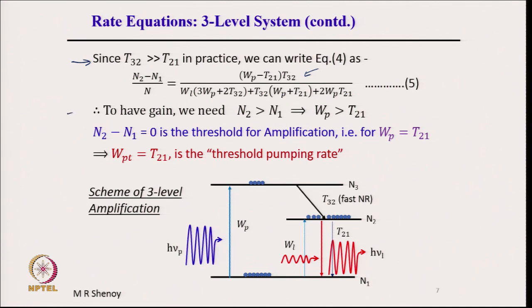Now, therefore, to have gain, we need N2 greater than N1, which implies Wp must be greater than T21. What is Wp?